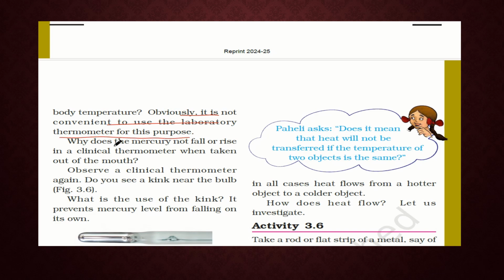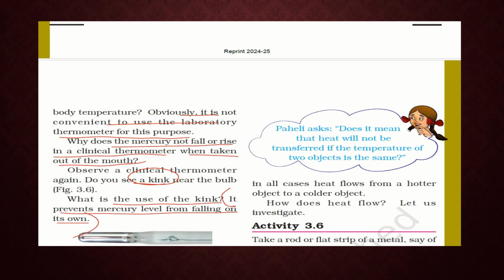Why does mercury not fall or rise in a clinical thermometer when taken out of the mouth? Observe, or just try to recall, the clinical thermometer in the slide where I showed you two different diagrams, one with a Fahrenheit and one with a Celsius scale. We observed a kink or a constriction near the bulb. What is the use of this kink? This prevents the mercury level from falling on its own.